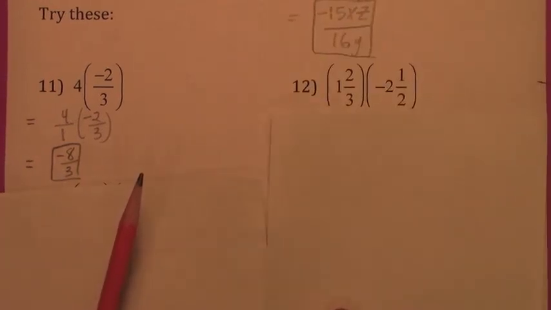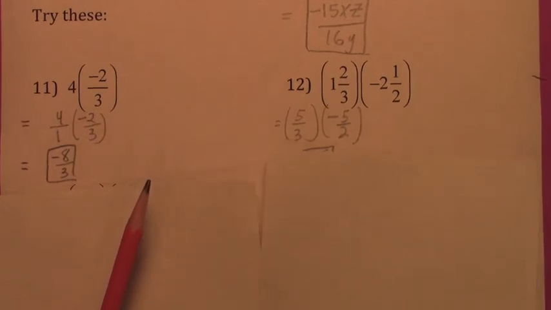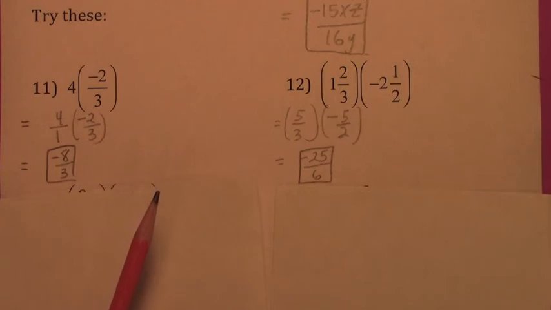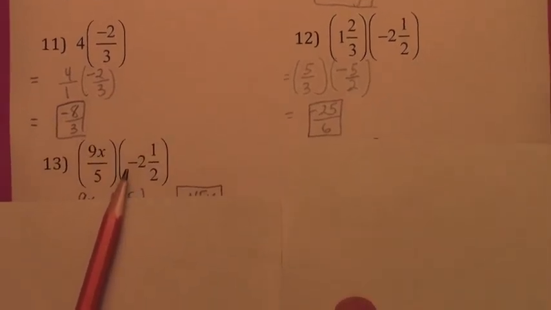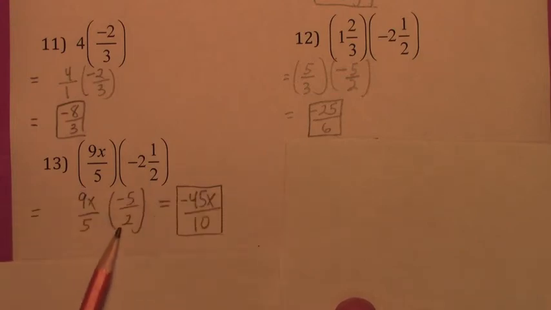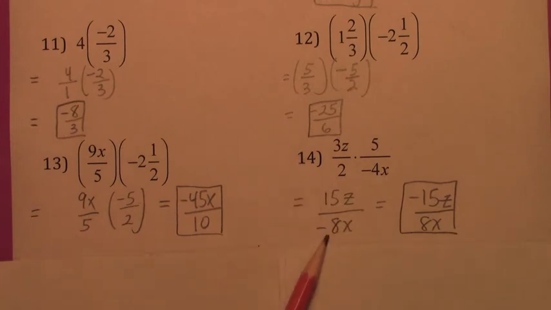All right. Speaking of mixed numbers, how would you multiply these two together? You go to improper, right? Change them both to improper, and you multiply straight across. I get negative 25 over 6. Here you would change this second one to an improper fraction. You get this. Then when you multiply straight across, I get negative 45x over 10. This one, you multiply straight across, you get 15z over negative 8x. Did you remember to move the negative sign up to the top? Like that.